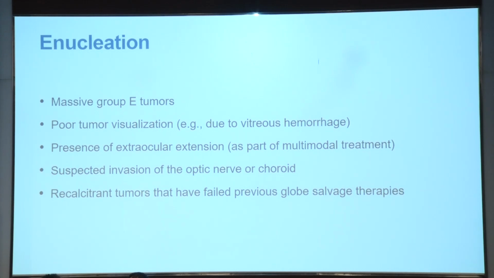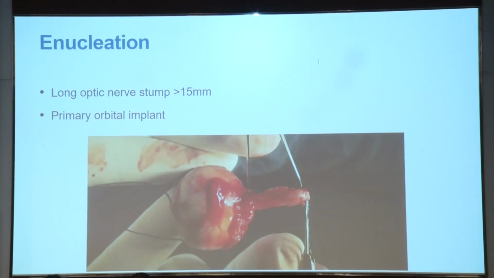And if nothing else is working, it's an extensive tumor, you see that visual prognosis is not there. Instead of subjecting the patient to repeated cycles of intravenous chemotherapy, where the patient is coming every month, going back, and undergoing a lot of expenses as well as anxiety, it's better to just enucleate those eyes, especially if it's a unilateral condition. In bilateral, of course, you have to give it a try with chemo. The key thing here is that when you enucleate, you need to have a long optic nerve stump, more than 15 millimeters is recommended, and we normally put a primary orbital implant at the time of enucleation.